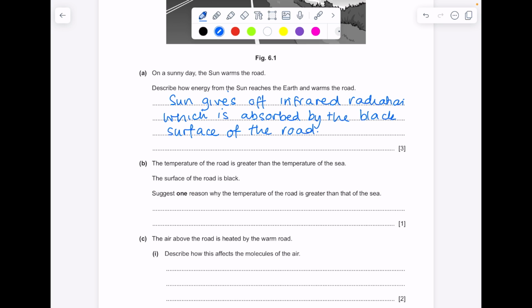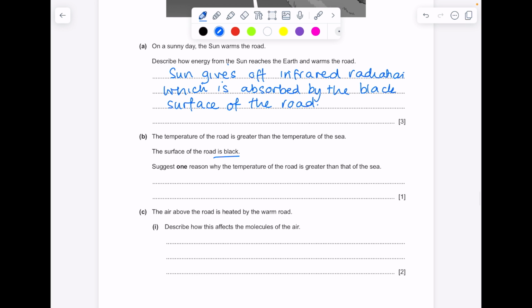The temperature of the road is greater than the temperature of the sea. The surface of the road is black. Suggest one reason why the temperature of the road is greater than that of the sea. Remember, with infrared radiation, the colour is so important. Black is a good absorber of infrared radiation. So remember, if you have black or very dark brown hair, your hair will get very hot in the sun. If you're much fairer, you won't suffer from the same fate.